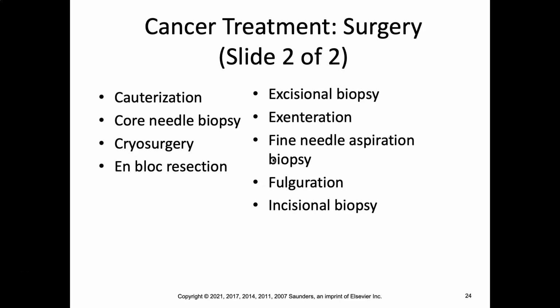All right, so what types of surgery might be done? These are terms that you just need to be familiar with: cauterization, core needle biopsy, cryosurgery, en bloc resection, excisional biopsy, exenteration, fine needle aspiration biopsy, fulguration, and incisional biopsy. And these are on page 758, and they're all defined there. You need to know these terms, as you do, as always.